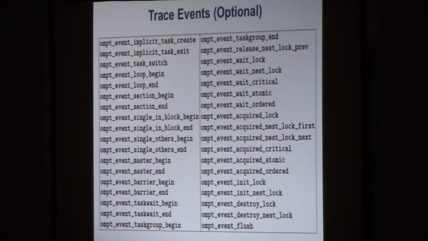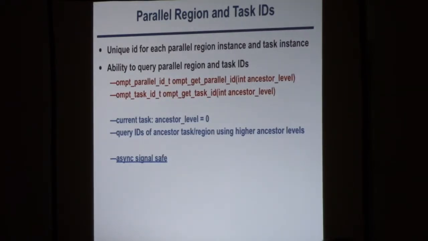So there's a large set of tracing events, and it's for just about everything you would think. For every OpenMP construct, there's either a singleton event, or there's a begin-end pair, and I won't go through these in detail. For parallel regions and tasks, there are identifiers that are being maintained by the runtime system so that we can collect data and associate it with a parallel region or with a task.